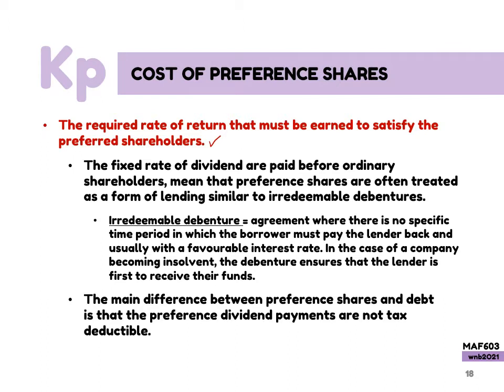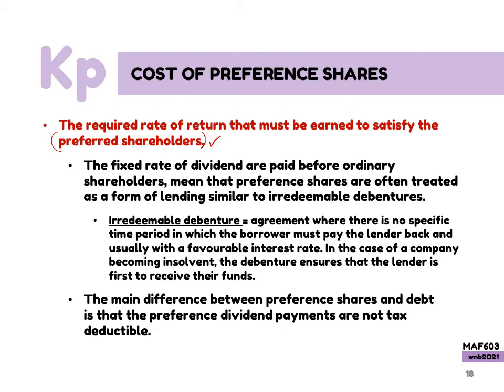As the name implies, preferred shareholders have priority over common shareholders in terms of dividend payment. They are going to get their payment of dividend first, and if there is any excess cash, then the company will pay dividend to the common shareholders.